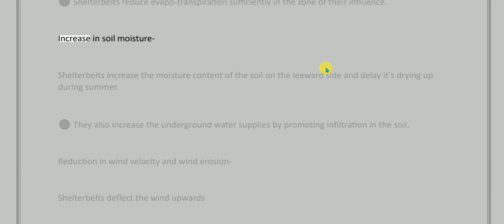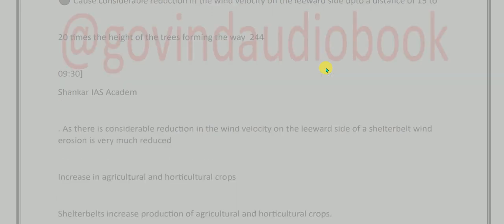Increase in soil moisture: shelter belts increase the moisture content of the soil on the leeward side and delay its drying up during summer. They also increase underground water supplies by promoting infiltration in the soil. Reduction in wind velocity and wind erosion: shelter belts deflect the wind upwards, causing considerable reduction in wind velocity on the leeward side up to a distance of 15 to 20 times the height of the trees forming the belt.